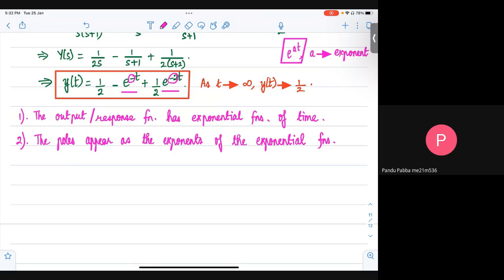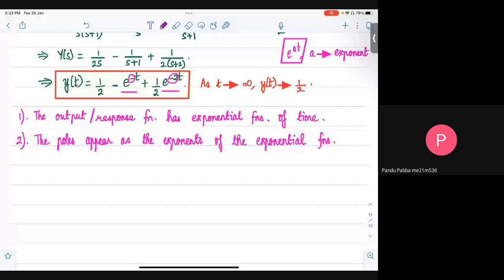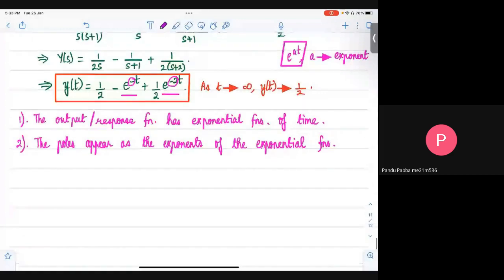But the bottom line is that we can readily observe by doing this example that the only time varying function, the only function of time that appears, is the exponential. I hope all of us can agree with that. Any other questions?